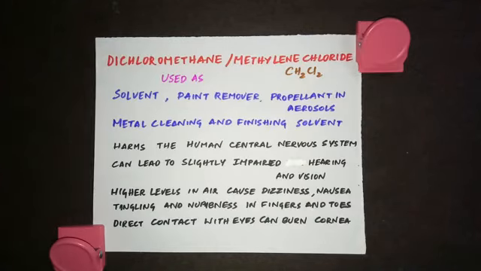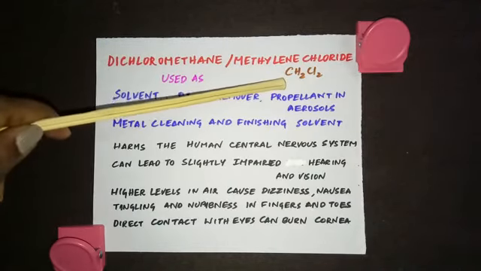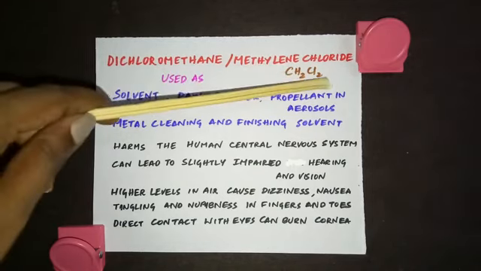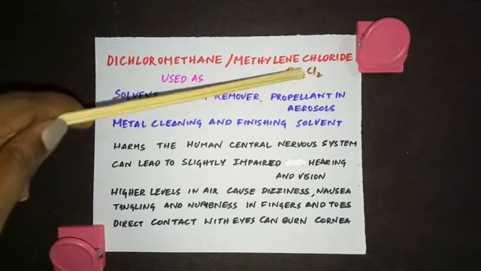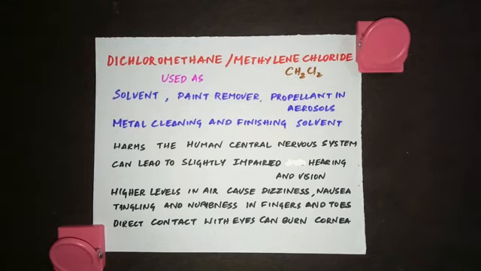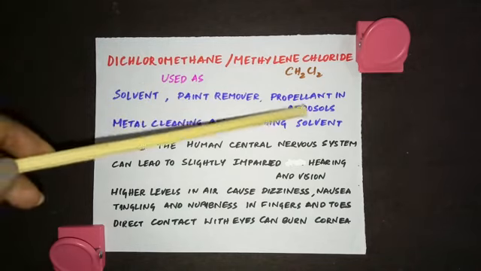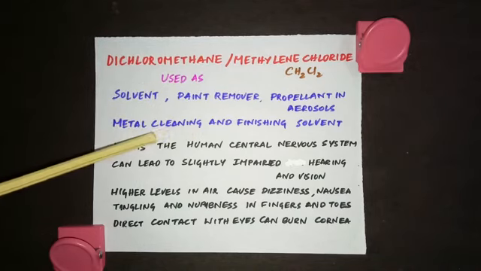The first polyhalogen compound is CH2Cl2. It is called dichloromethane: 1 carbon atom, so methane, and 2 chlorine atoms, so dichloromethane. It is also called methylene chloride. It is used as a solvent, paint remover, propellant in aerosols, and also for cleaning metal, and it is used as a finishing solvent.